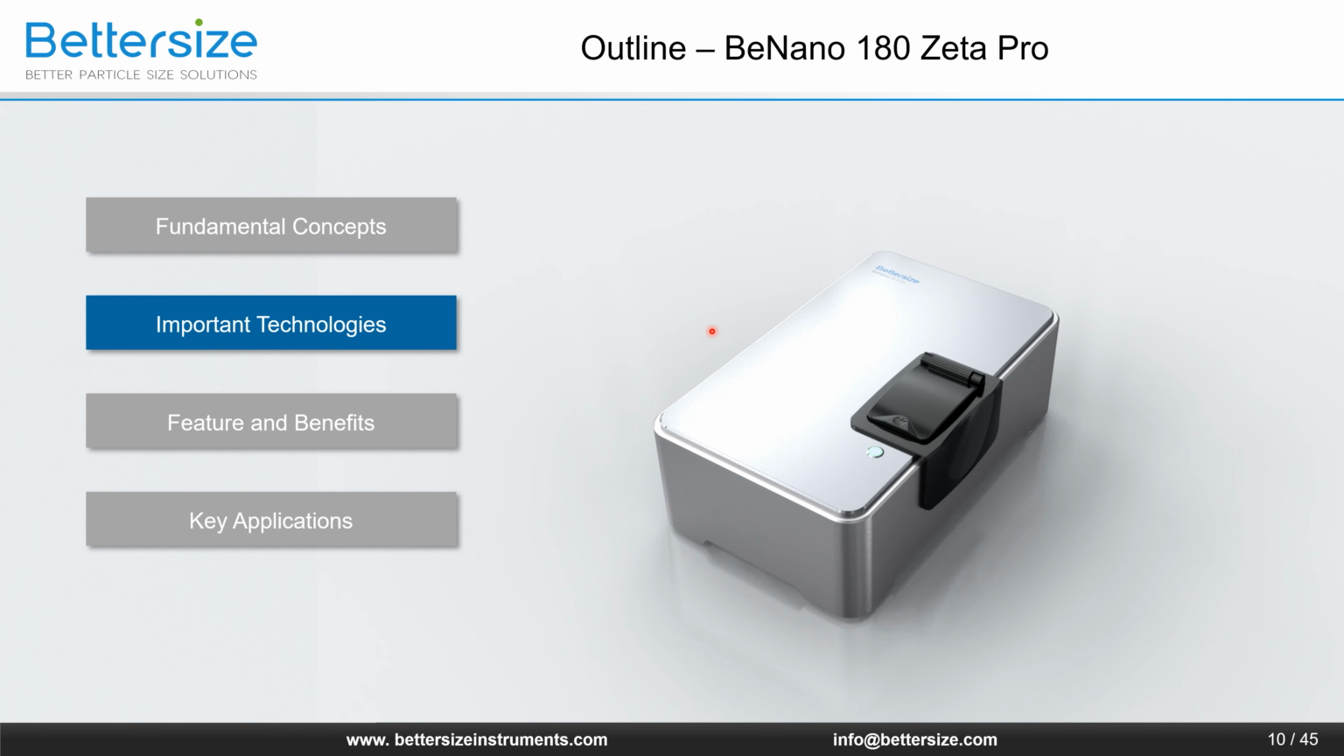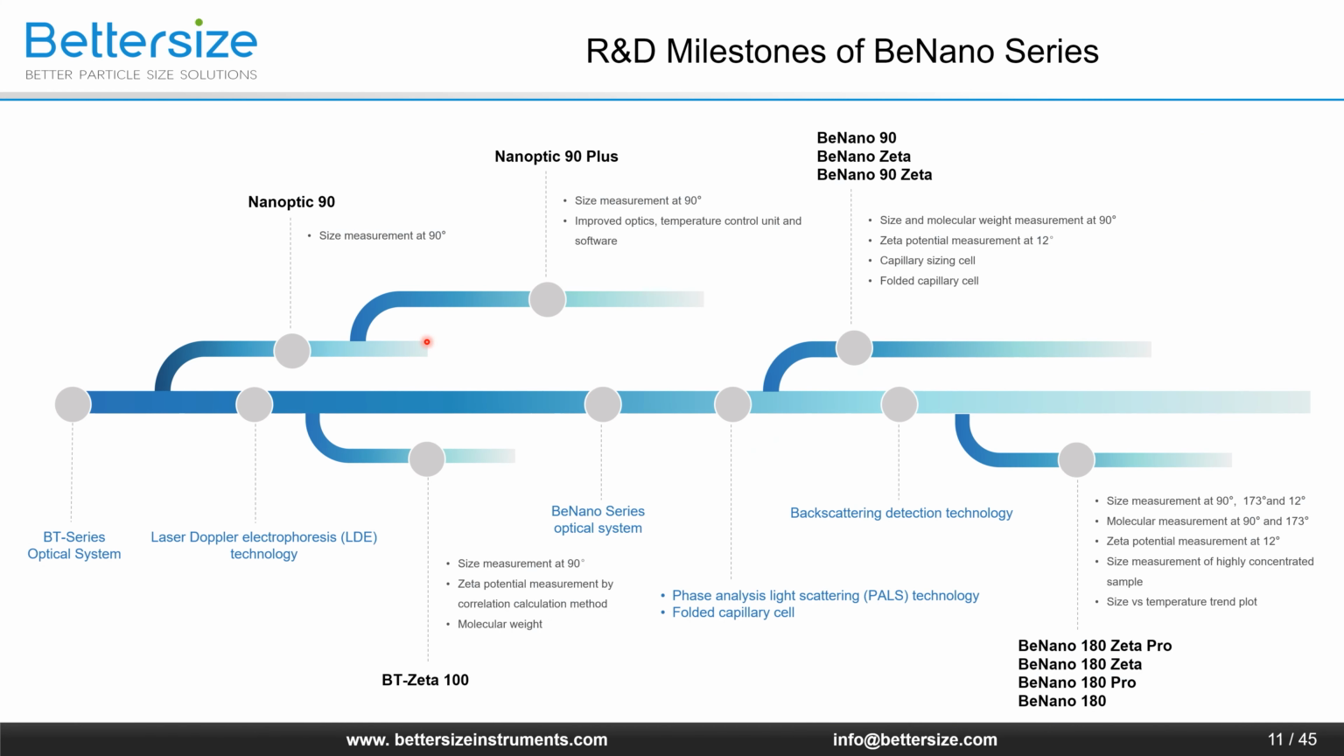After introducing the fundamental concepts, let's move on to the section concerning the product, the BeNano 180 Zeta Pro. Since 2014, Bettersize started the journey to build the optical system of the BT series nanoparticle analyzer. Year by year, novel technologies such as laser Doppler electrophoresis, phase analysis light scattering, and backscattering detection have been established. Until now, the BeNano series is fully developed.